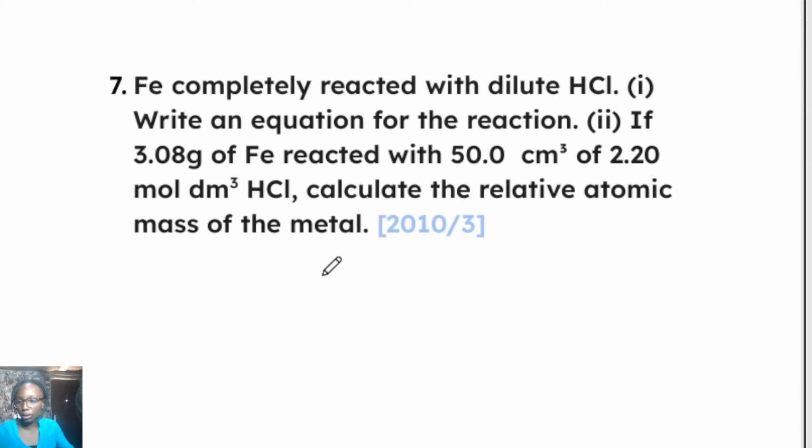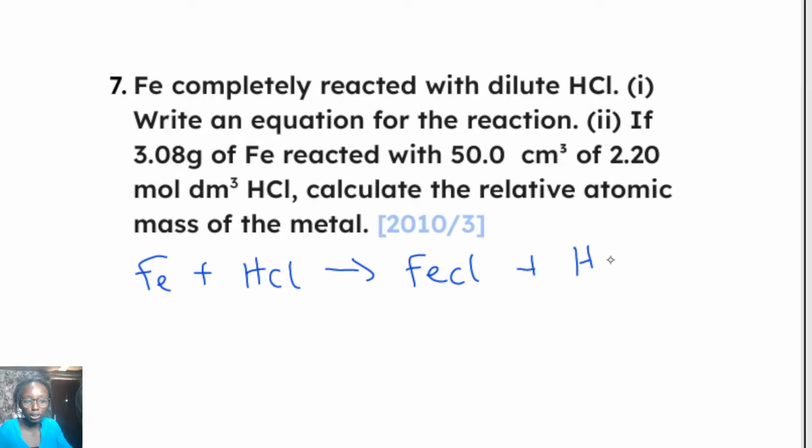We were at 2:40. I said by 2:45 we'll take the quiz. Now question 7 says, iron completely reacted with dilute hydrochloric acid. Remember I told you when metals react with dilute hydrochloric acid, they liberate the hydrogen from the acid. So it says we should write an equation for the reaction. That will be very straightforward. All we have to do is write that we have iron reacting with hydrochloric acid, and that will give us iron chloride and of course the hydrogen gas.